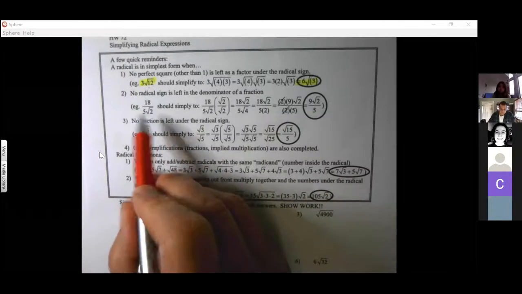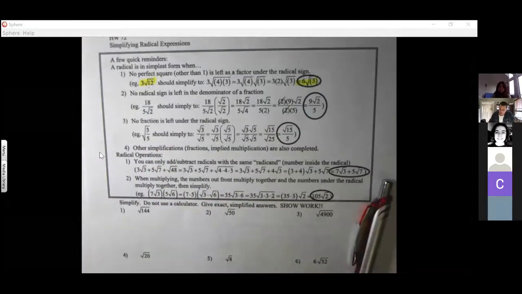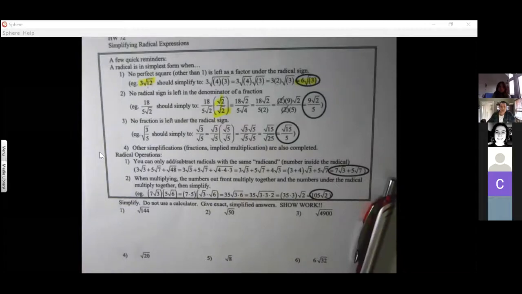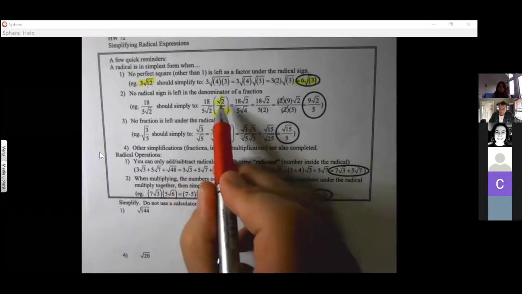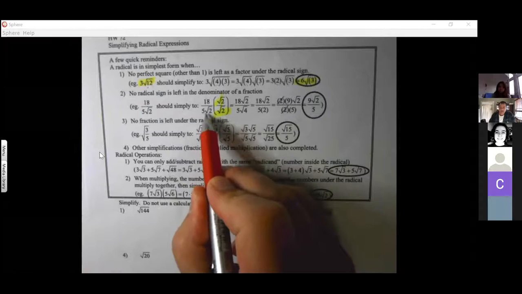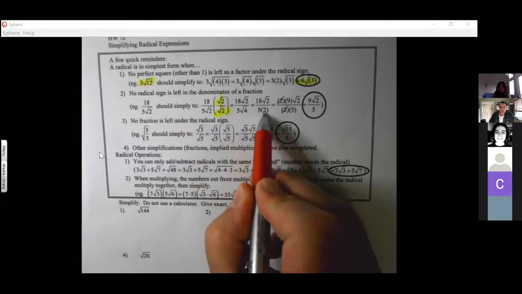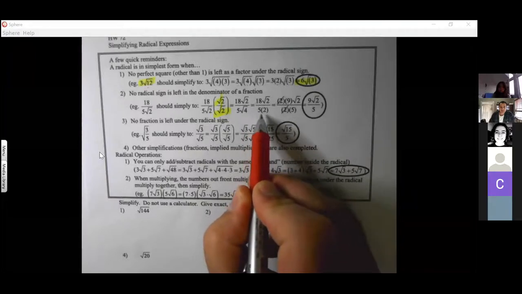The way we get rid of that is we use what we used to call a giant one, right? We take this value of root 2 over root 2 and we multiply it. Why do we choose root 2? Because that will simplify this radical. Root 2 times root 2 will give me root 4. That's now a perfect square, which can turn into a regular 2. I've cleaned up getting no radicals in the denominator.